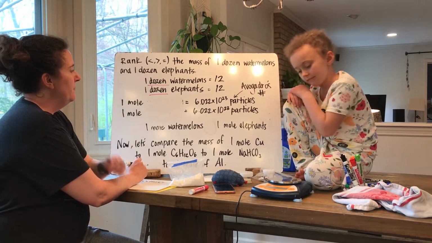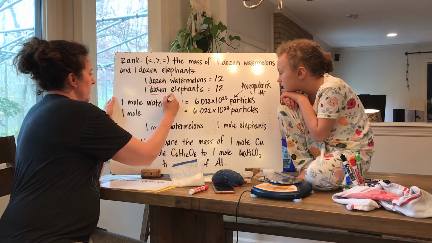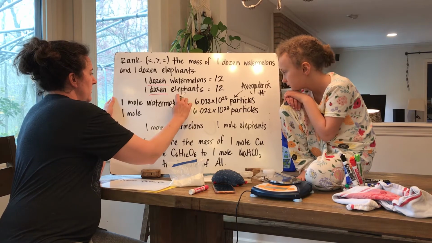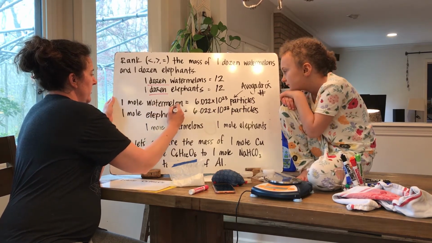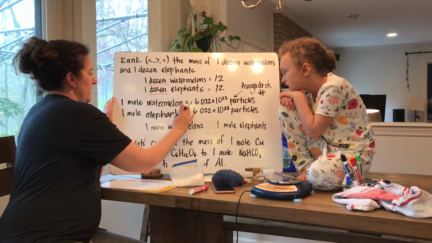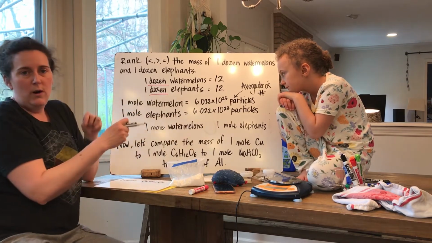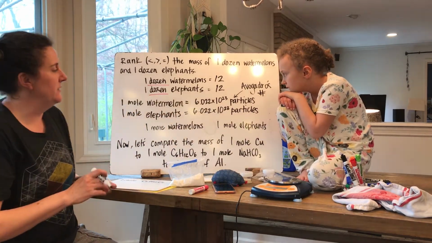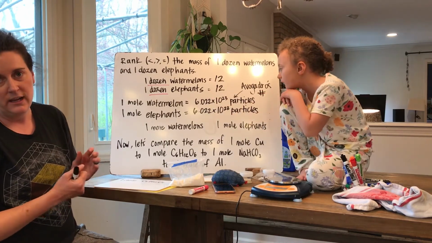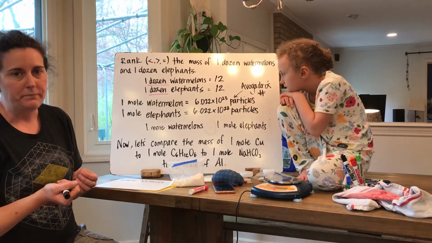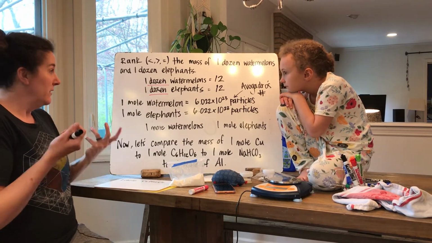Okay, so when we compare 1 mole of watermelon to 1 mole of elephants, based on chemists and our counting number, we now know that 1 mole of watermelon and 1 mole of elephants is equal to 6.022 times 10 to the 23rd particles, which is Avogadro's number. Now, let's think about this. That would be a lot of watermelons, right?